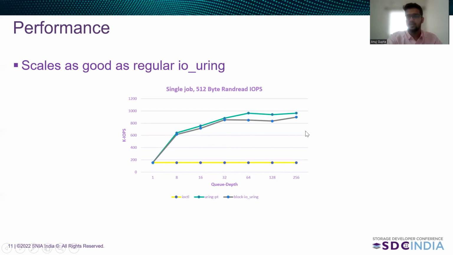The second aspect is how is the performance of this new path compared to the existing block IO path. The performance of the existing block IO path is represented by this line in gray. So if we see, the io_uring pass-through is as good as the regular io_uring, which is again a good thing about this path.